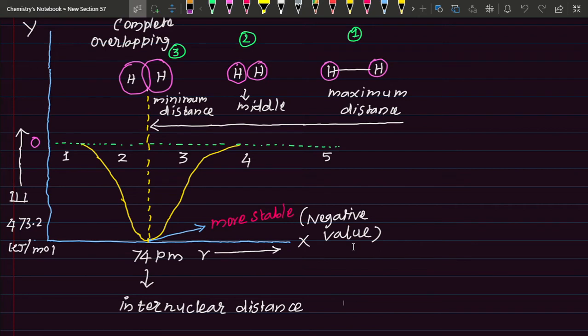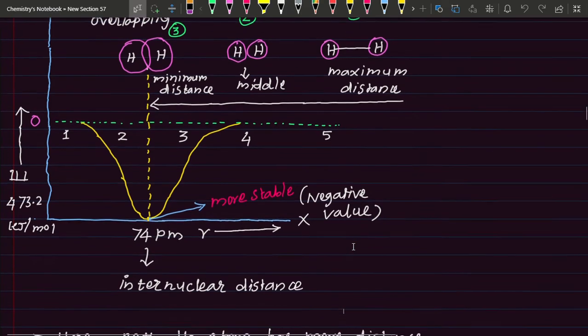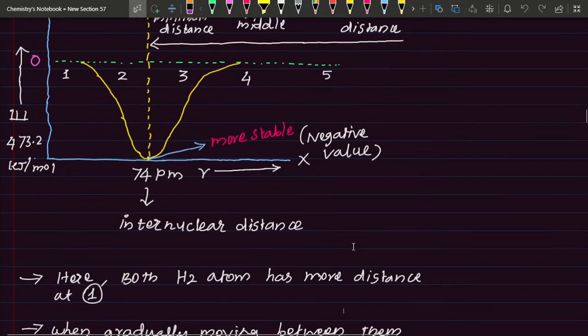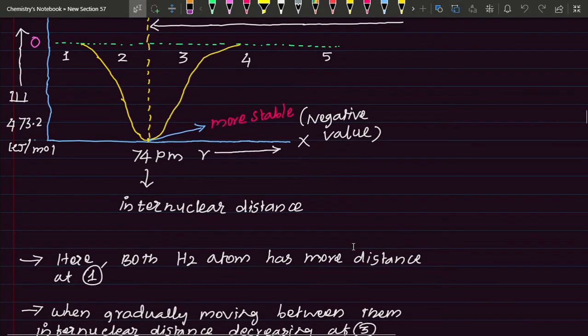If it becomes a positive value, that is an unstable molecule with higher energy. Keep it in mind. Next, here both H atoms have more distance at 1. See the diagram above.